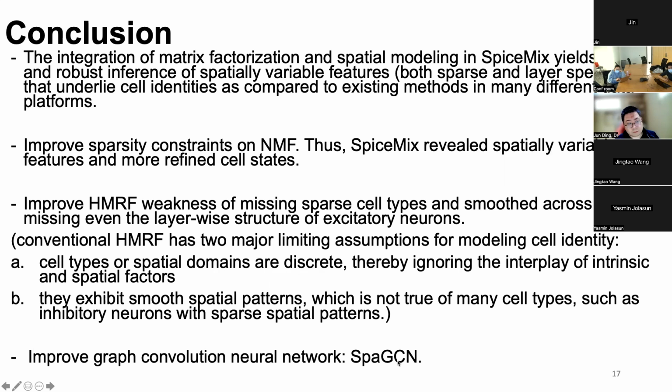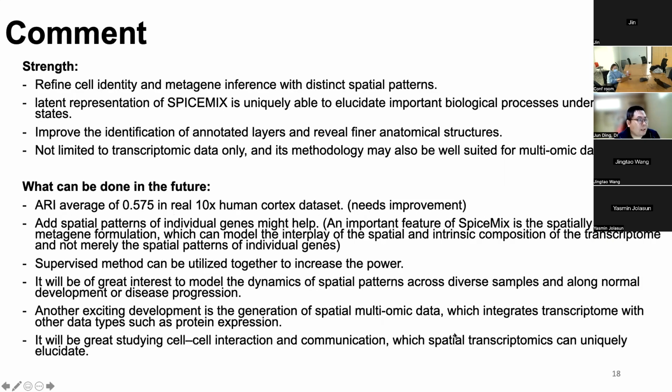And SPA-GCN, they improve the graph convolution neural network SPA-GCN. Like what I said, SPA-GCN is susceptible to overfitting, and it's hard to interpret compared to the SPICEMIX linear model. And our group also has a model from here, and we actually built SPACE-GCN. The performance of our method is actually better. Anyway, we should present her work later on. You probably can see that.